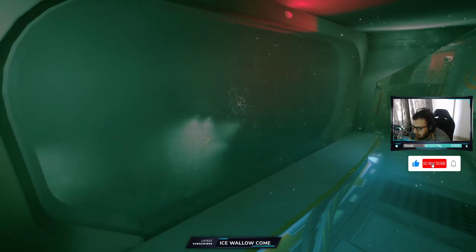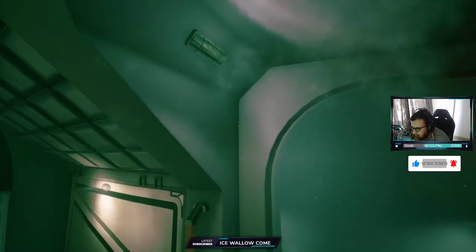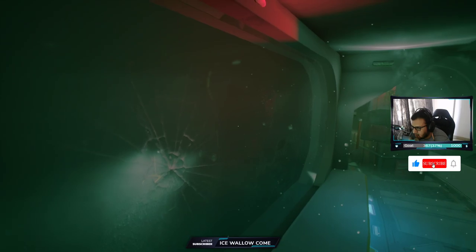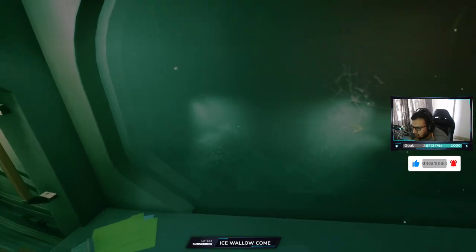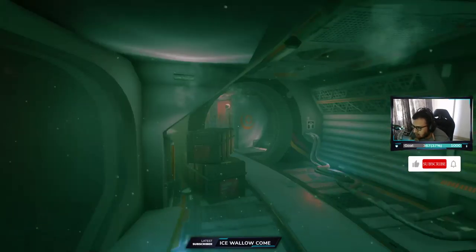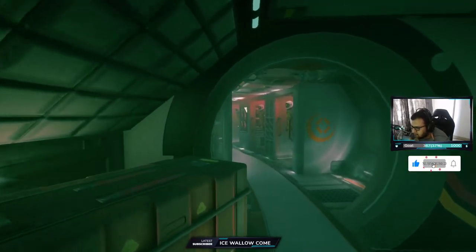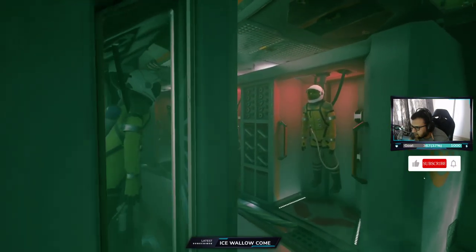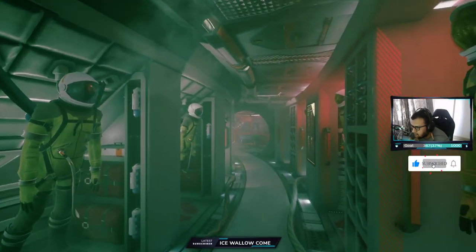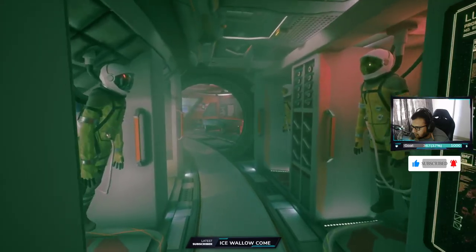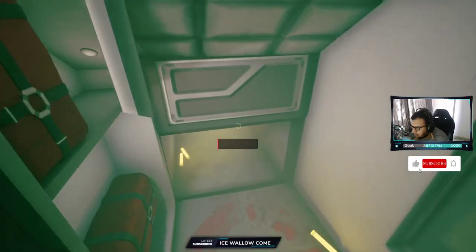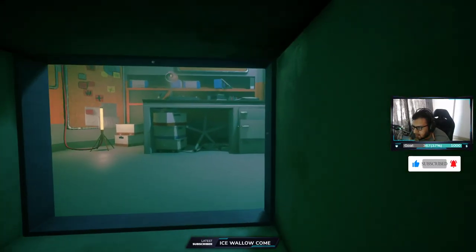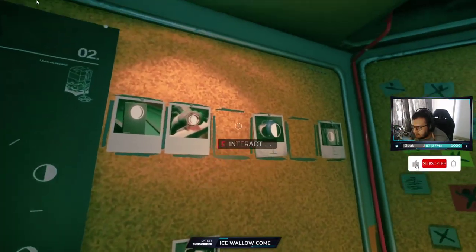So this is other... okay, this section is different. And then that section is different. Because this glass was broken twice. Right? No, it's the same place. This comes together to here only. Fuck. This game is confusing.